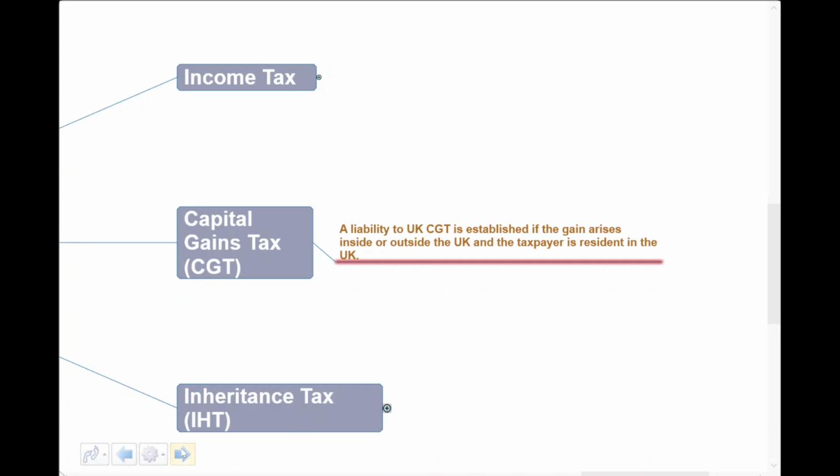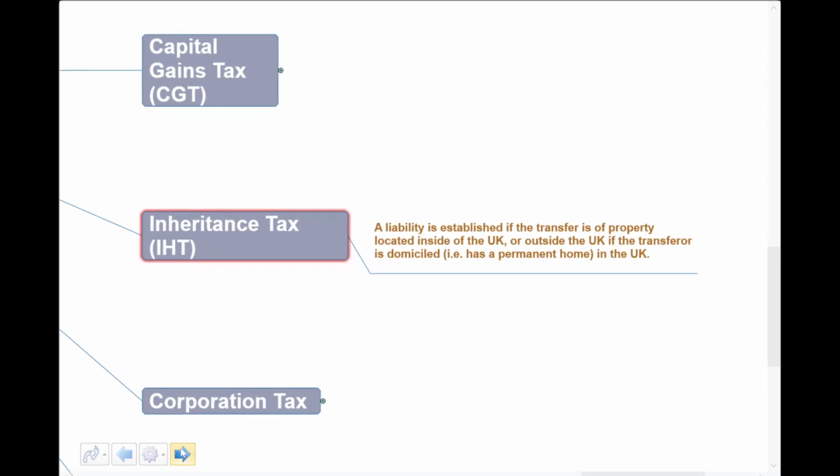Okay. Now, in terms of inheritance tax, as mentioned, this, along with capital gains tax, is a capital tax. It's a tax on assets. So when is that liability established? Well, if there's a transfer of property located inside the UK or, note, outside the UK, if the transferor is domiciled as a permanent home in the UK.